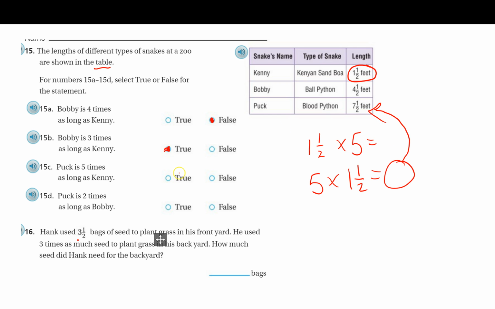The way I like to do it, again, there's multiple ways to solve these problems, I like to do the whole numbers first. So 5 times 1 is 5. And then I multiply the whole number times the fraction. 5 times 1/2 would be 5 halves. Now I have my whole number 5, but I have to change this improper fraction into a mixed number.